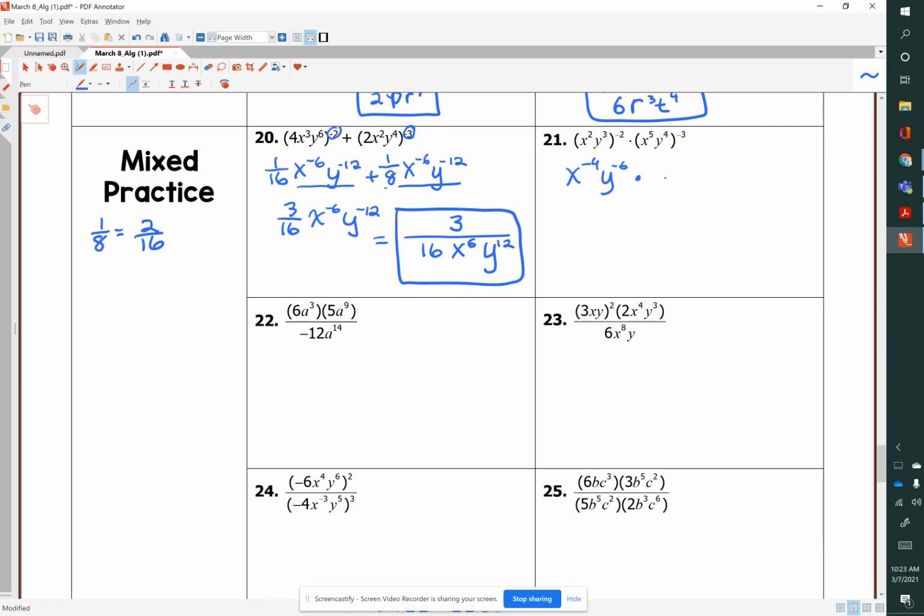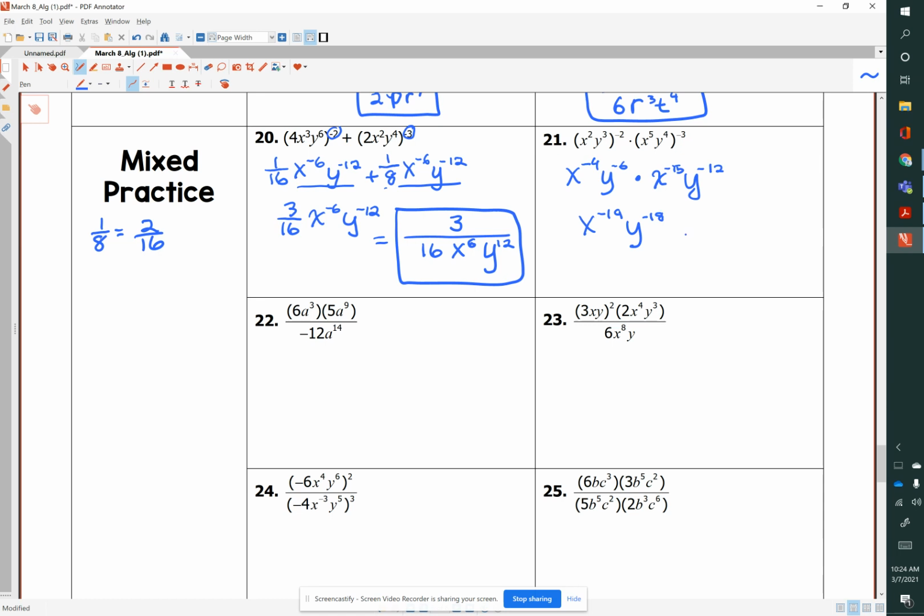And all of that will be multiplied by x. 5 times negative 3 is negative 15. Y, 4 times negative 3 is negative 12. Remember, when we multiply, we add exponents. So x to the negative 4 times x to the negative 15th is x to the negative 19th. Y to the negative 6 times y to the negative 12th. We add those exponents, it is y to the negative 18th.